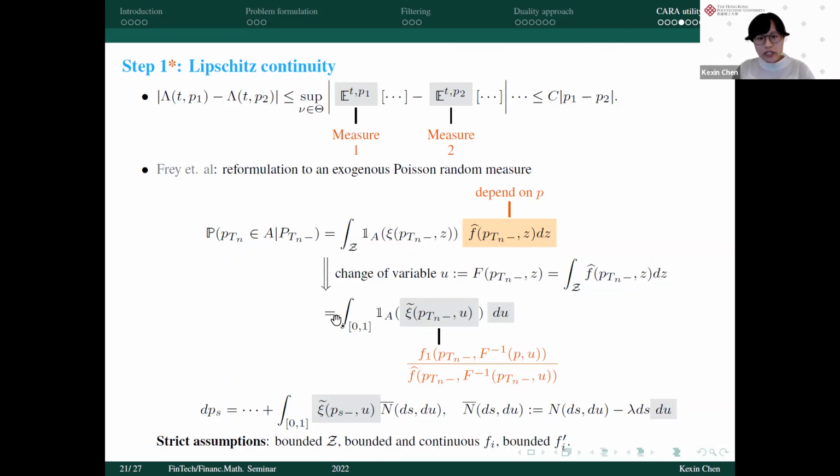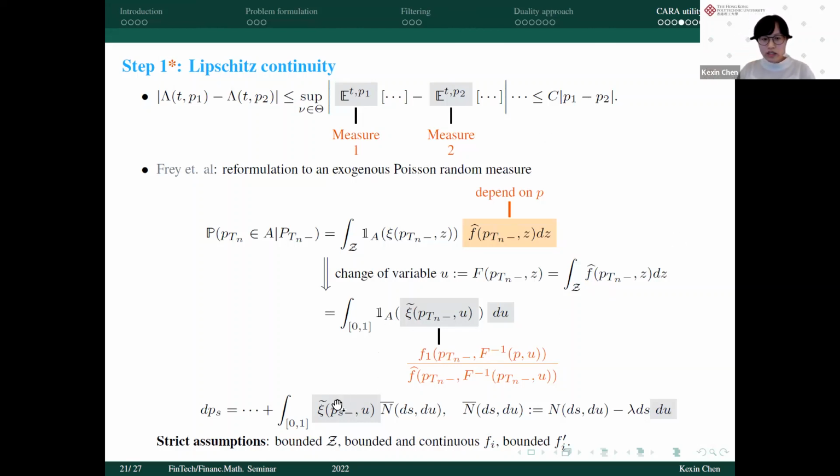Motivated by the change of variable technique here, they can define a new Poisson random measure, N bar, defined using N(ds,du) minus lambda ds du. So we see that this one becomes a homogeneous Poisson random measure. The filter process here will just reduce to the very classical one, and therefore they can apply the classical result and derive the Lipschitz continuity result.